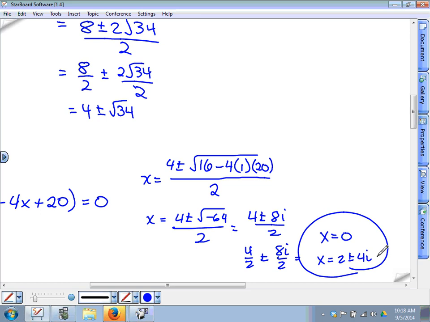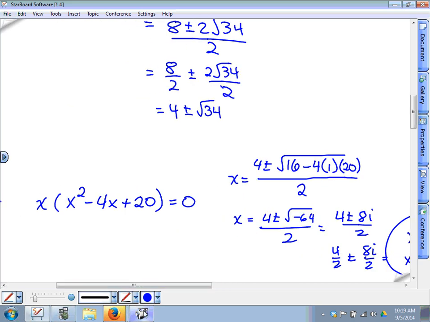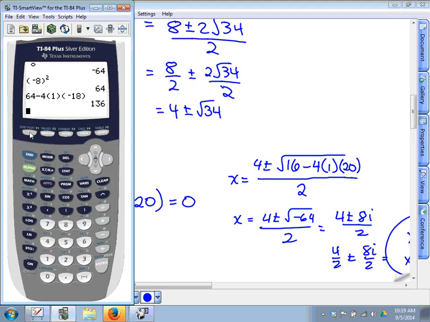So think about it in terms of a graph. Is x equals 0 going to be an x-intercept? Absolutely. Is 2 plus or minus 4i going to be an x-intercept? No, it's not. So when you look at this graph, it still wouldn't be a bad idea to type this in. It is, what, x to the third minus 4x squared plus 20x.